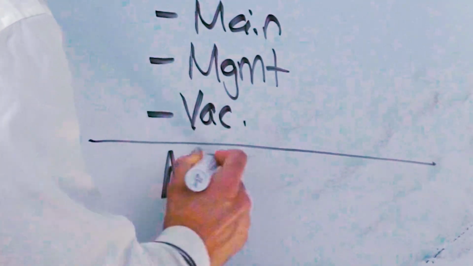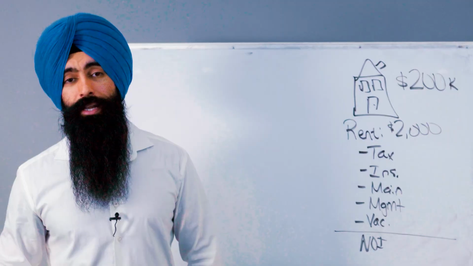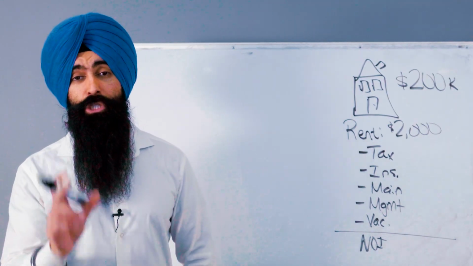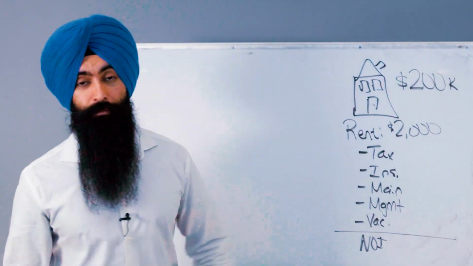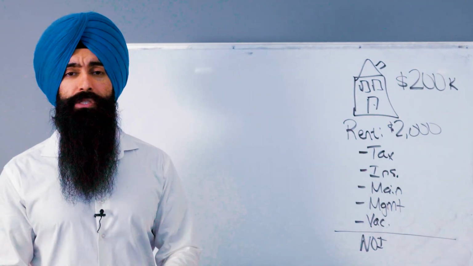Once you get this number, this is called your NOI, your net operating income. This is your profit, assuming that you have no mortgage. If you get a mortgage, you're going to subtract that number from your NOI to get your profit. But this is how you run your numbers, so let's do it.